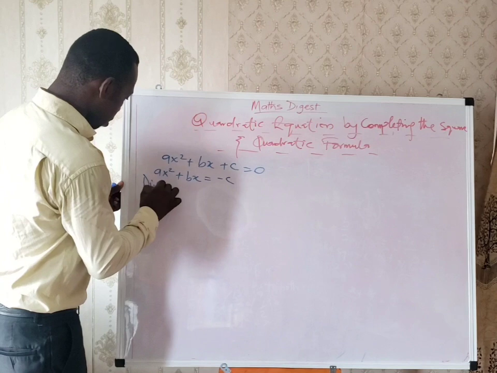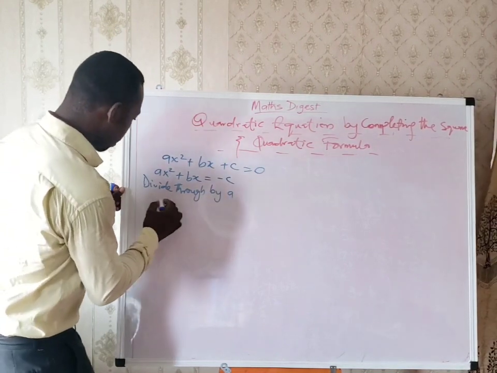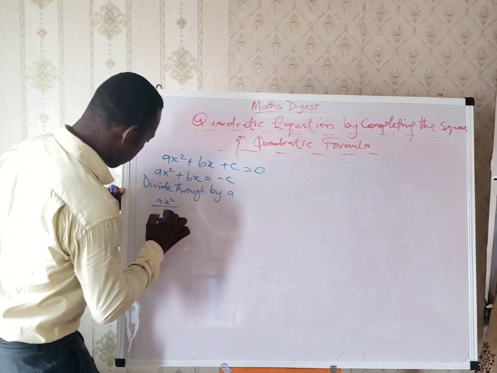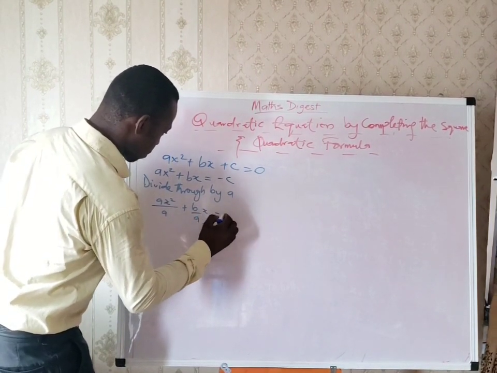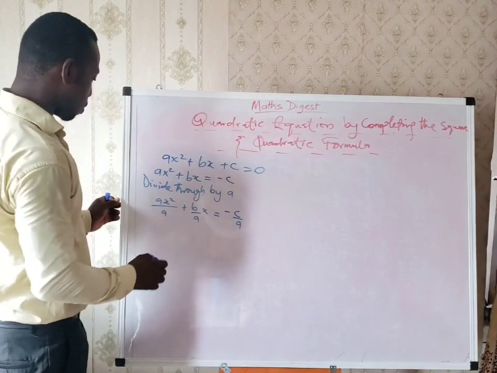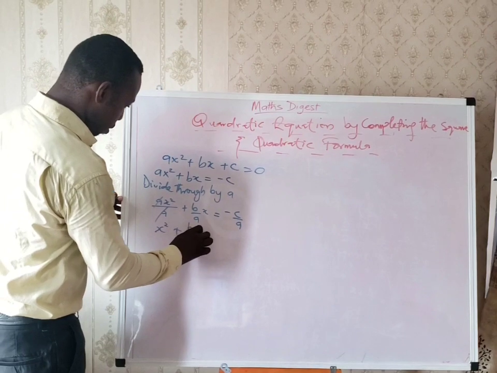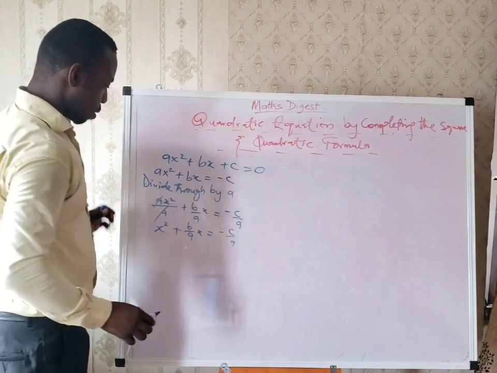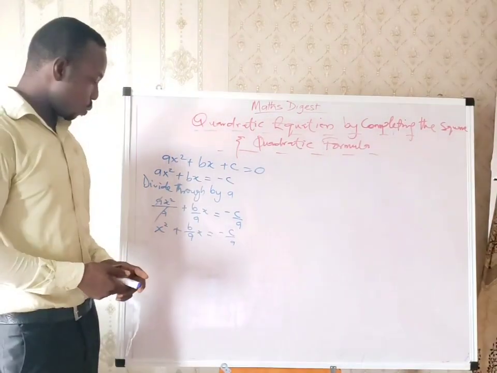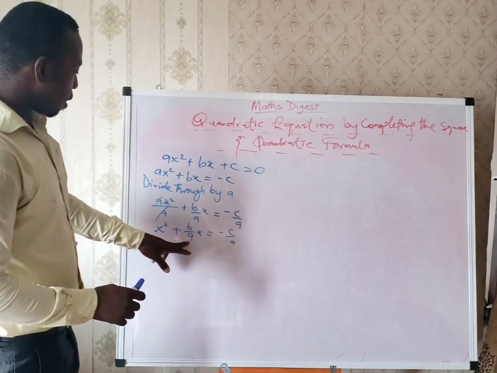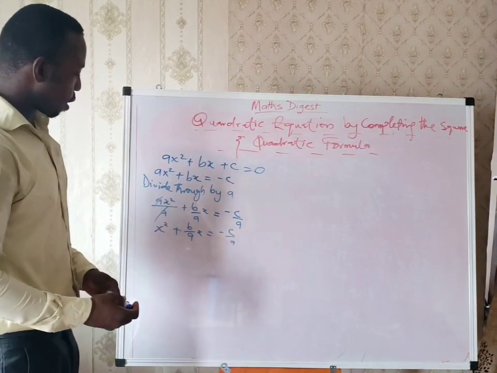Dividing through by a, the a cancels here and we have x squared plus b over a x equal to minus c over a. With this you are good to go. The next step is to add the square of half of the coefficient of x, the one with the single variable, to both sides.